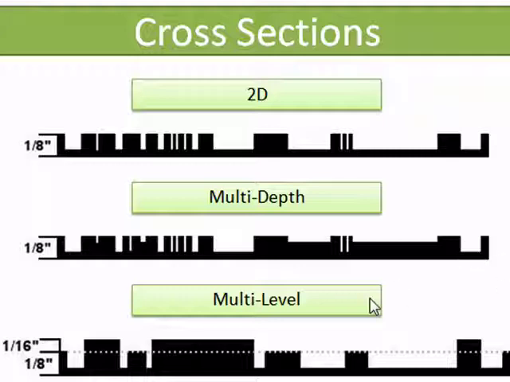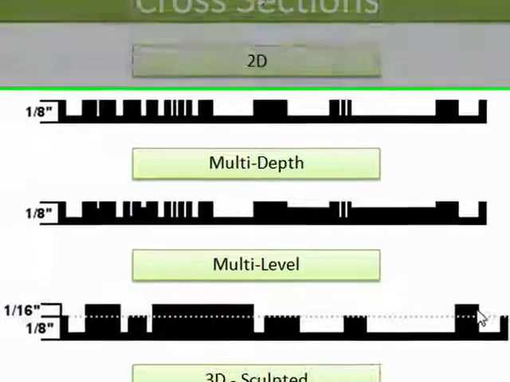The next one is multi-level. In this case, it is very similar to 2D at this part here, but you'll notice that above this gray dotted line, there's another approximately 1/16 of an inch, and that's the stacked areas. So you can see there's a stacked area there, and there, and there.